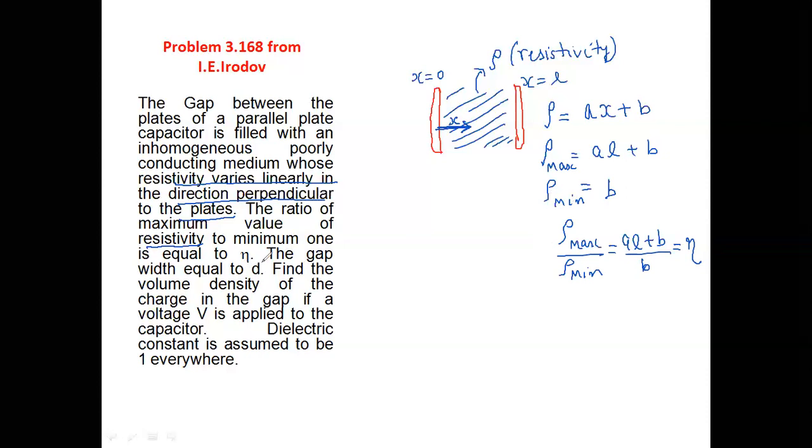Again, it is my habit to write distance D as L. Here they have written D, but it is the same as L. I am using L for D. In place of D, I am using x equals L.